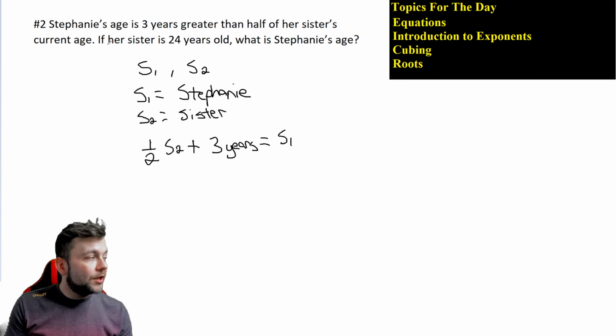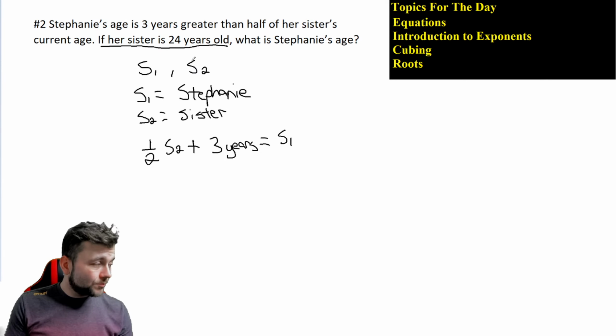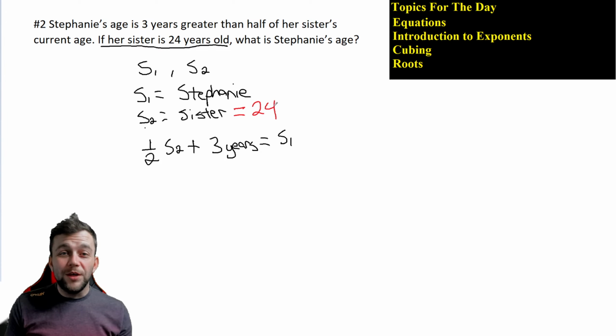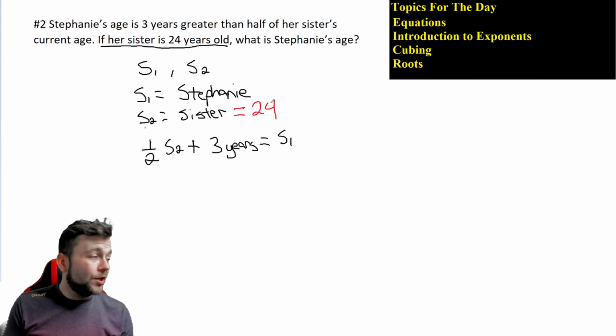Okay? If her sister is 24 years old, what is Stephanie's age? So let's go ahead and figure this out. So the sister is 24, and that is S2. So I'm going to go ahead and add in here, this is 24. And now we can go ahead and solve this equation.